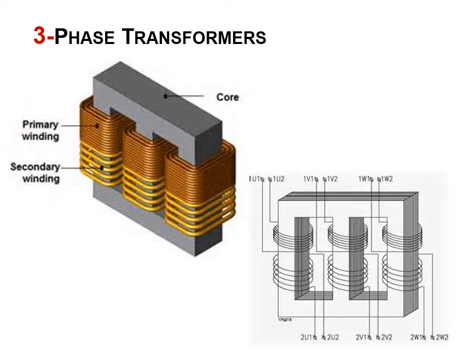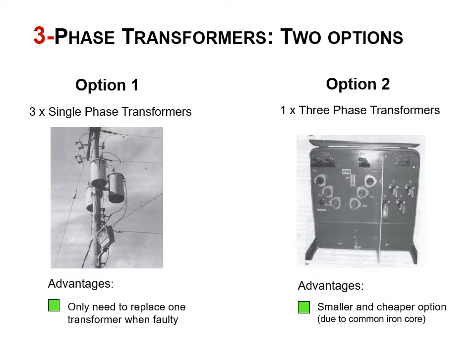Three-phase transformers is basically where we have all three phases on one single core. This is a picture that depicts what we mean by a three-phase transformer. We could have one transformer for every phase, and that does have some advantages because we only need to replace one transformer when there's a fault. But the advantage of using three-phase transformers is that because we're using a common core, they're smaller and cheaper.